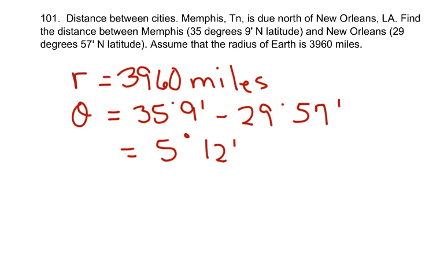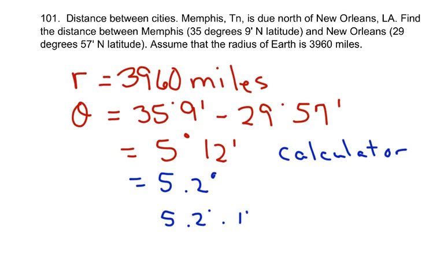Again, we just want to use a calculator sometimes with some of these. Calculator. Alright. Then we're going to multiply. So this equals 5.2 degrees after we use the calculator. And we need this in radians, not degrees, so we're going to convert. And that gives us 0.09076 radians.